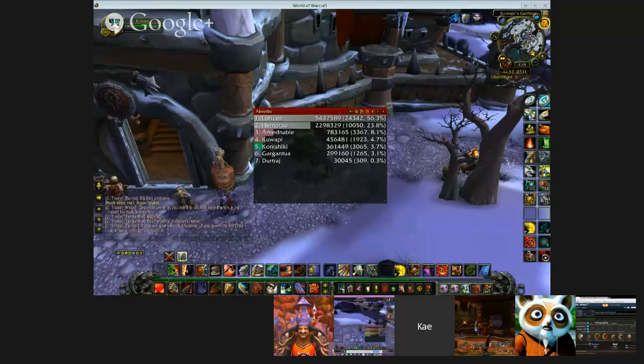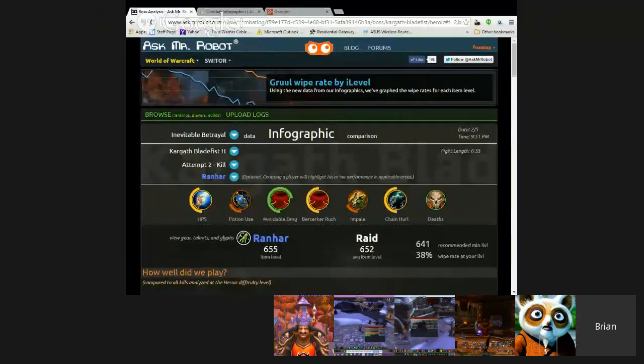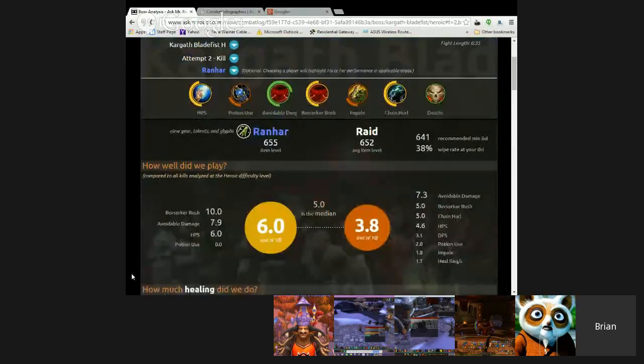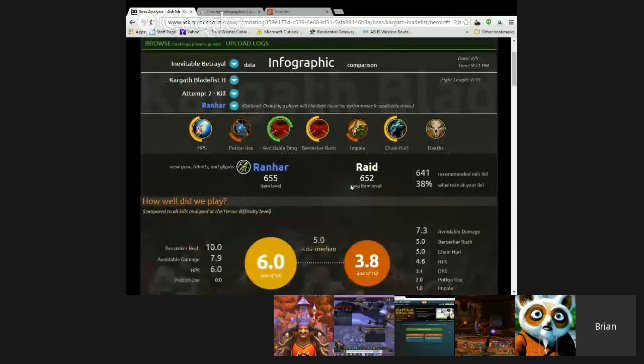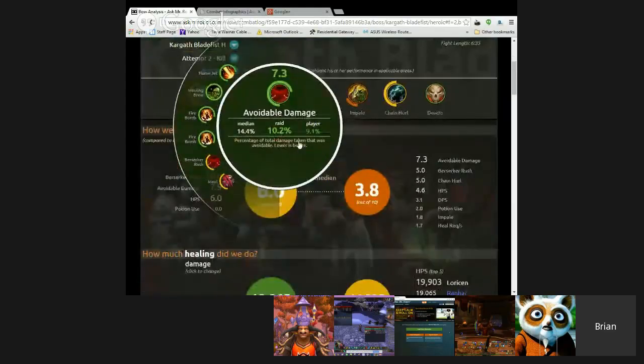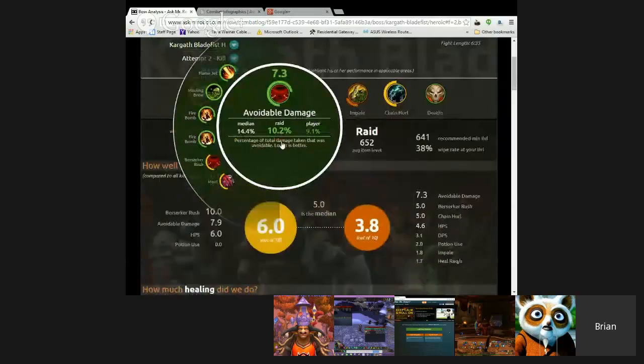And so the difference is that you now have infographics coming to you from the fine folks at Ask Mr. Robot. What they are doing is pulling the combat logs. This is not new. A lot of other sites do it, like World of Logs, Guildox and some others. They use it for different reasons, but World of Logs is just logging all your combat logs.